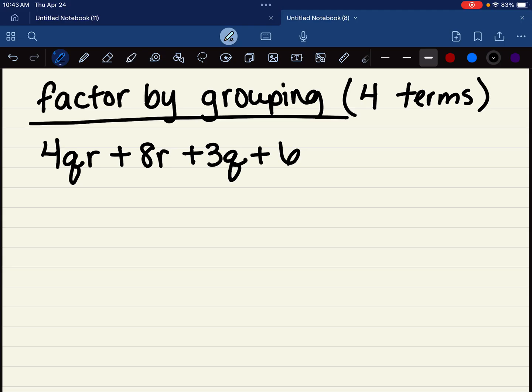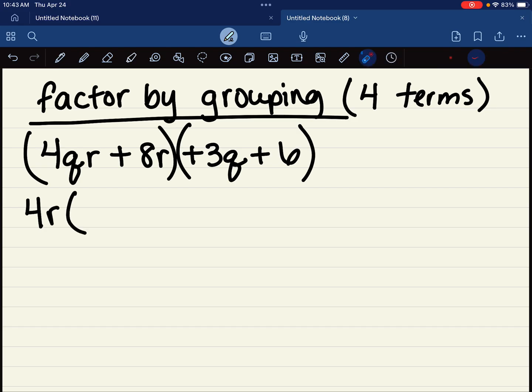So here's the easiest way. It works pretty much every time. You could move things around, like if I wanted to move this 3Q over and move 8R back, you can. The easiest way is to just group them in parentheses: the first two, the last two. And then we're going to factor the two sets of parentheses. So, looking just at that first set of parentheses, what could I factor from both terms? 4R.